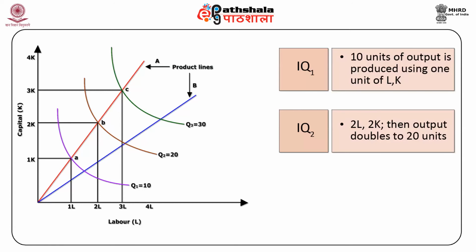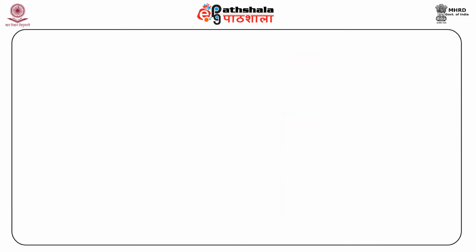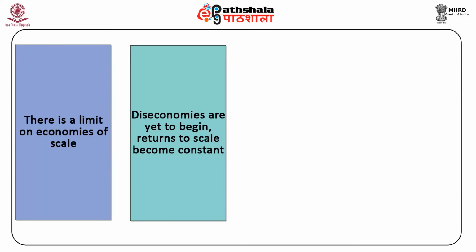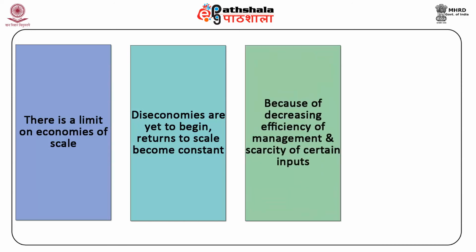Similarly, when the labor and capital were again increased by one more unit, then the output depicted by IQ3 was increased to 30. The constant returns to scale happen because there is a limit on economies of scale. When economies of scale disappear and diseconomies are yet to begin, the returns to scale become constant. The diseconomies arise mainly because of decreasing efficiency of management and scarcity of certain inputs.